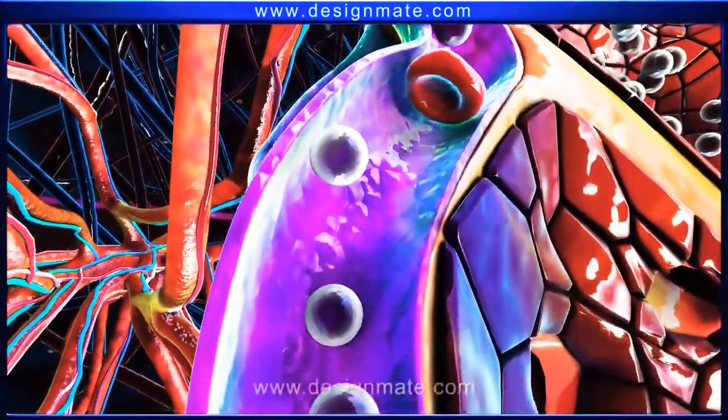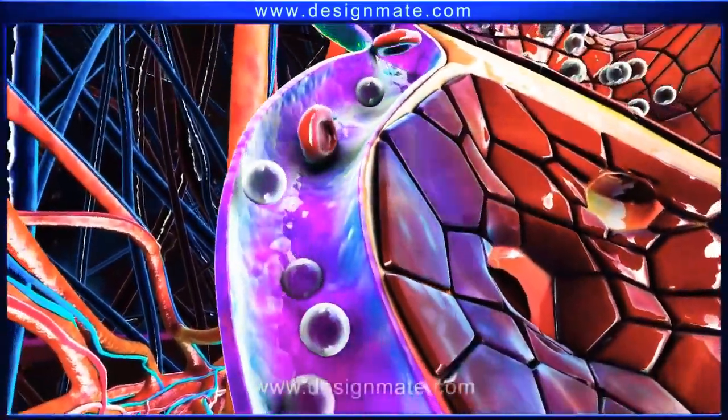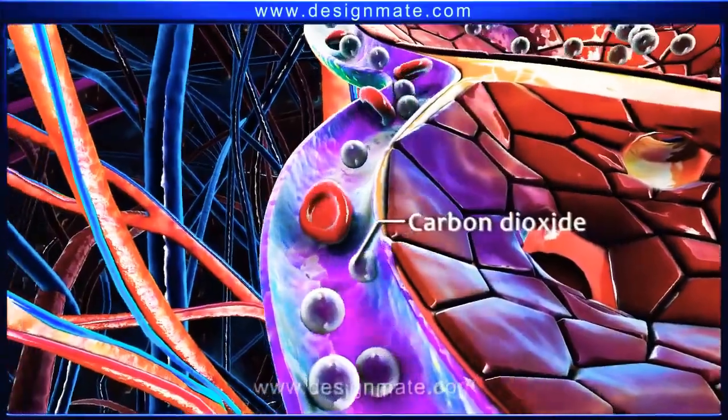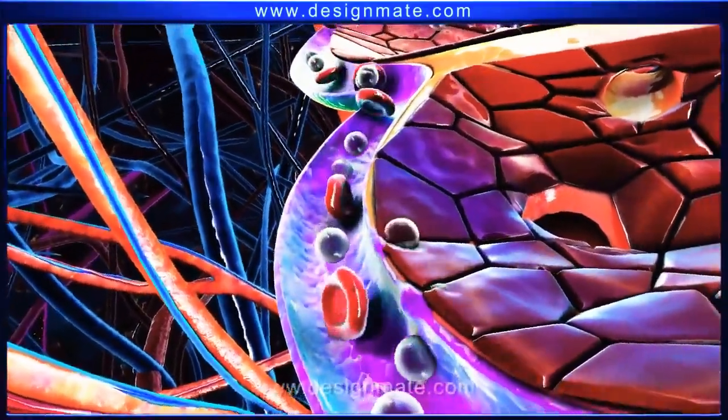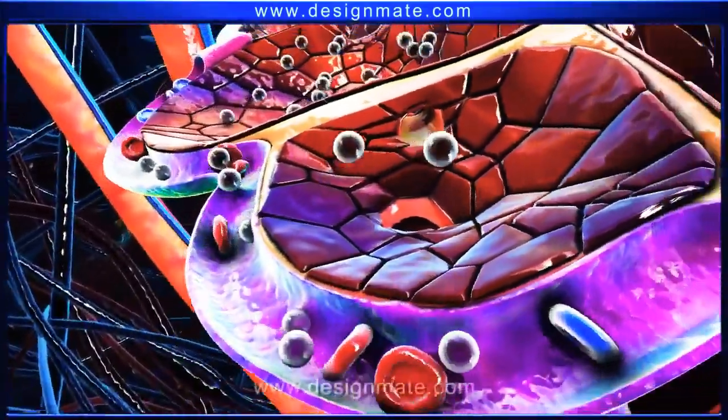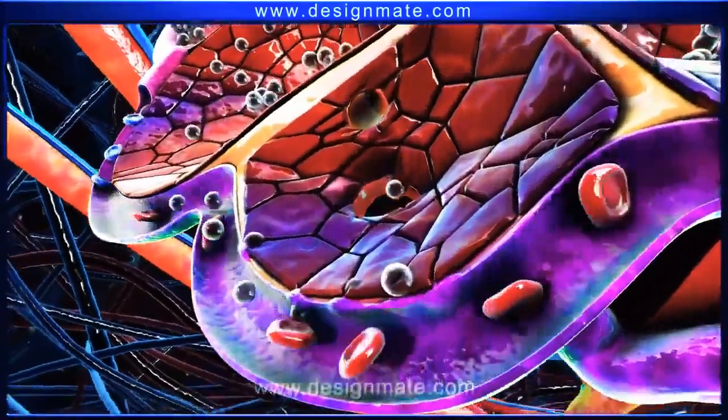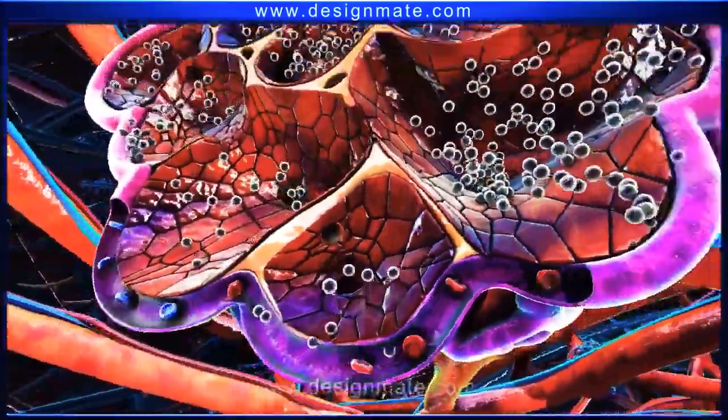The blood moving into the alveolus contains RBCs and carbon dioxide molecules. These molecules are released into the alveolus. The carbon dioxide collects in the alveolar chamber.